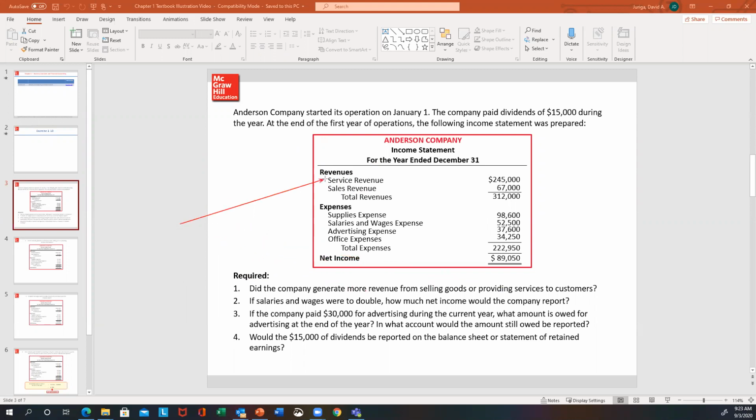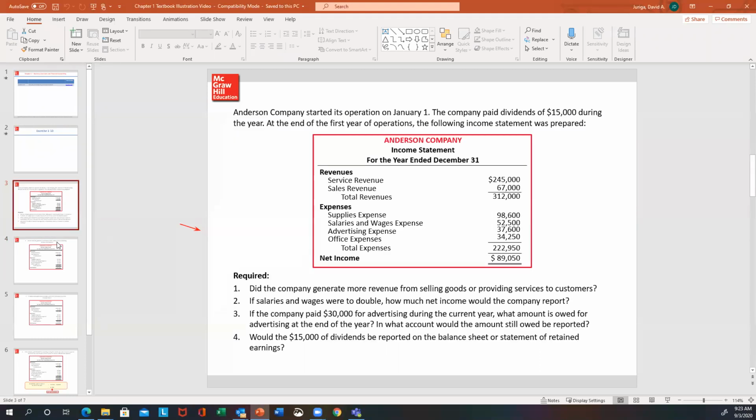That's pretty easy because you can see the service revenue is 245, whereas the sales revenue is 67. So they definitely have a lot more money from their service categories. Part 2 says if salaries and wages were to double, what would happen to net income? Well, if salaries and wages are 52.5, if you were to double that, then of course net income would go down by 52,500. And I think in the next slide they show you that.